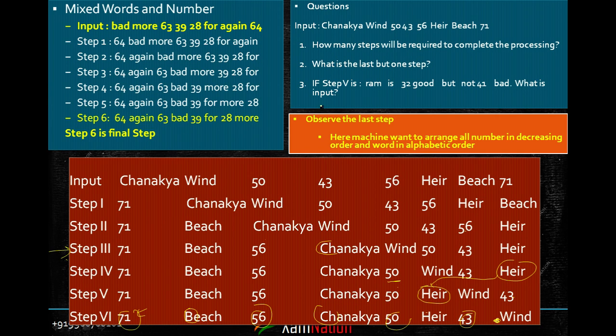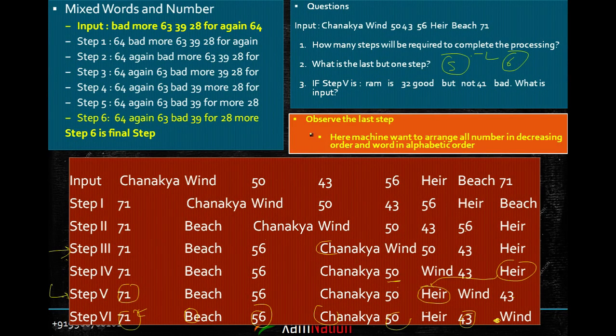For example, looking at this table, you can answer how many steps are required to complete the process. Of course, the 6th step. Answer would be 6 steps. Whereas what is the last but one step? Basically, they are asking about the last but one, that is the 5th step. And if they ask what is the output of that 5th step, this would be 71 Beaches, 56 Chanakya, 50 Air, Wind, and 43. This is the output of the 5th step, or the output of the last but one step, and the 5th would be the last but one step.